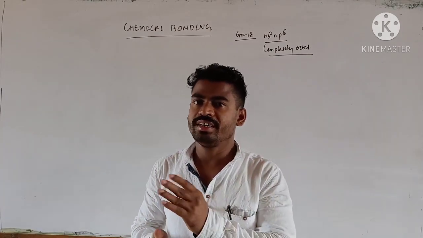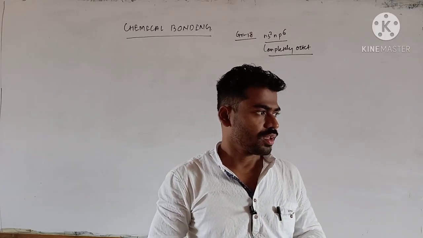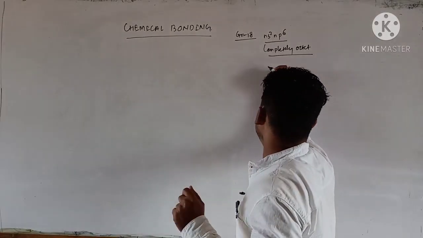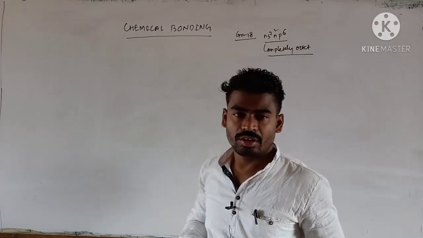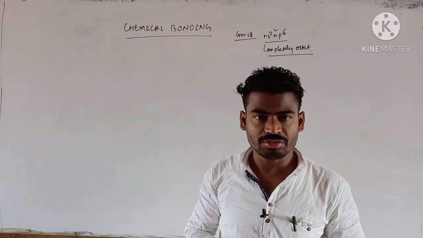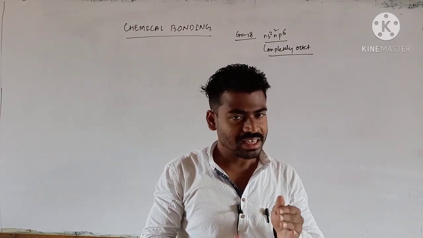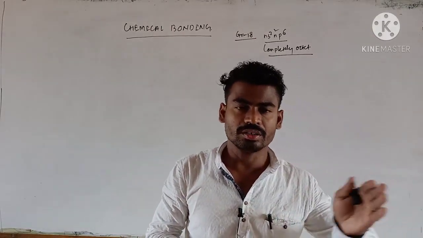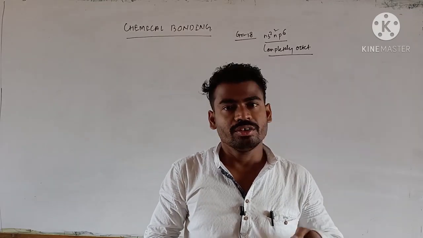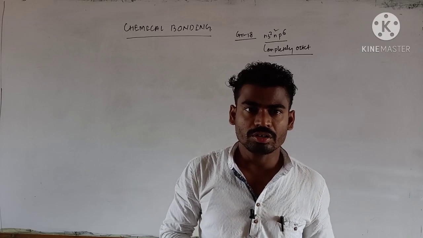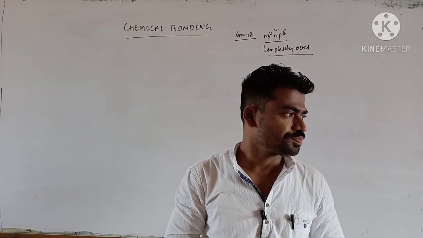But what about the rest of the elements? The rest of the elements do not have such an octet configuration or 8 electrons in their valence shell. That's why they need to combine with other elements. They need to share their valence electrons with the other elements, or they can transfer electrons to other species to form a bond.